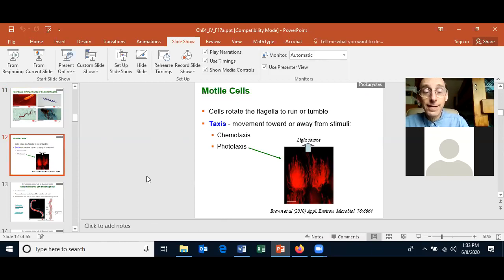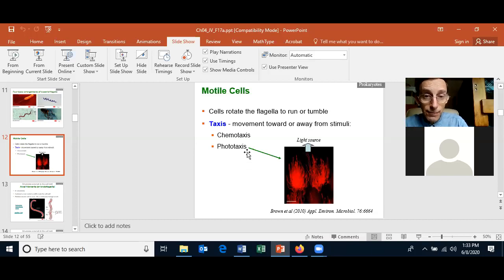Anyways, if cells can move by swimming because they have flagella, meaning they rotate or tumble or run or swim in a liquid media, we call this movement taxis. And taxis is movement toward or away from a stimuli. Like phototaxis, I should say there's two types of taxis. You can have phototaxis, that's movement towards or away from a light. And then there's chemotaxis, and that's movement towards or away from the chemical stimuli. Any question about taxis?